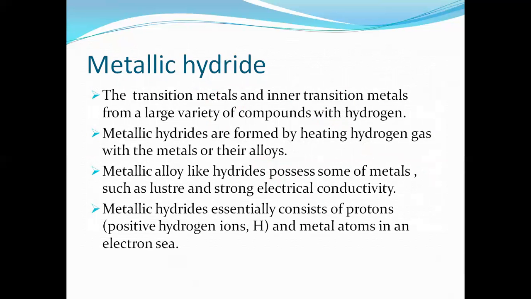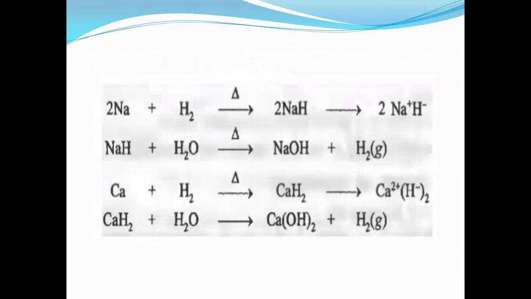Metallic hydrides. The transition metals and inner transition metals form a large variety of compounds with hydrogen. Metallic hydrides are formed by heating hydrogen gas with the metals or their alloys. Metallic alloy-like hydrides possess some properties of metals such as luster and strong electrical conductivity. Metallic hydrides essentially consist of protons, positively charged hydrogen ions, and metal atoms in an electron sea.